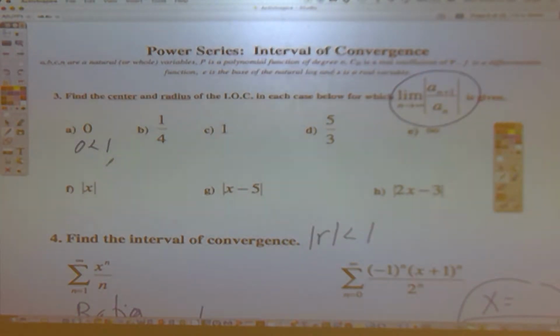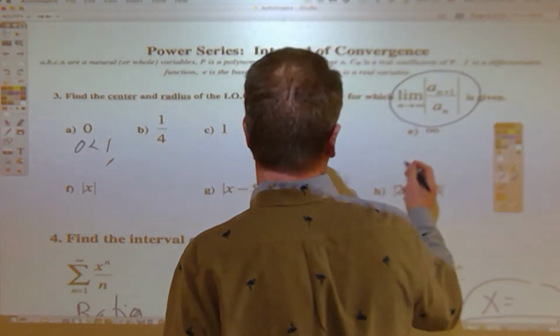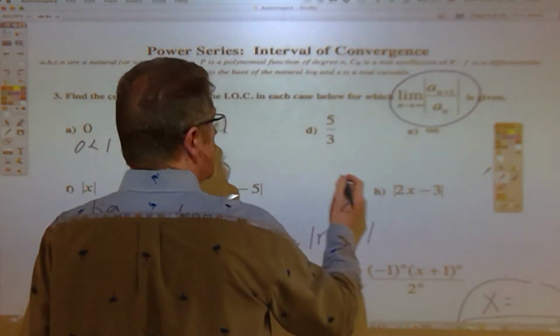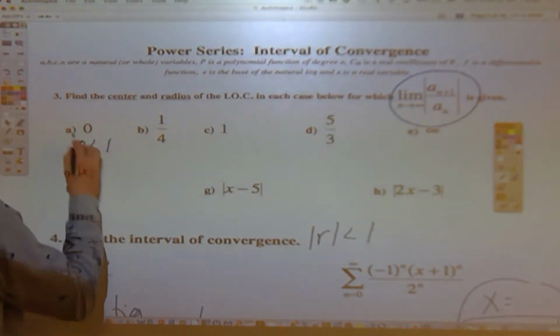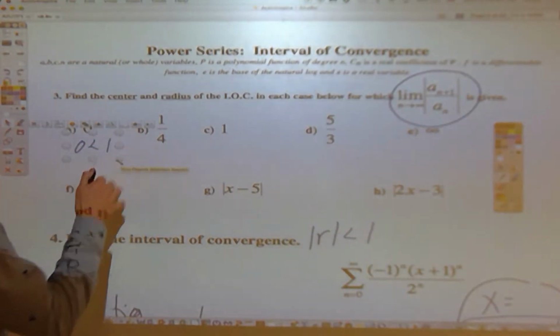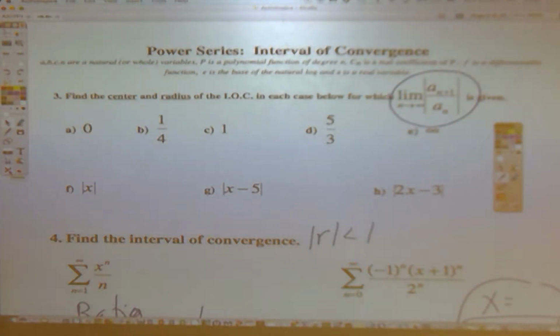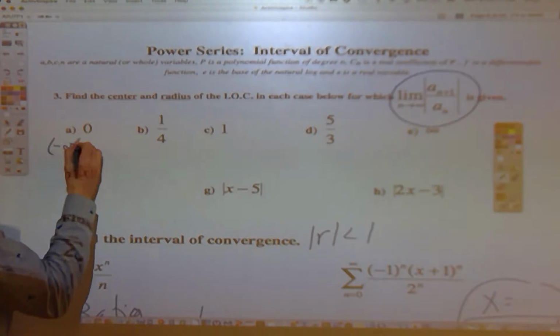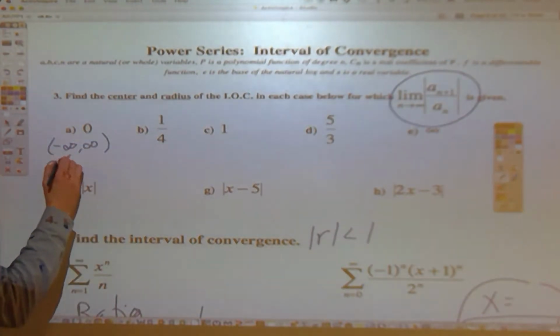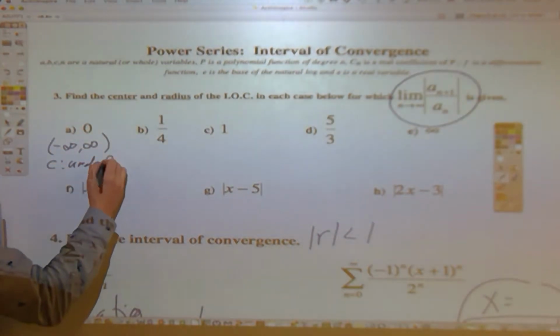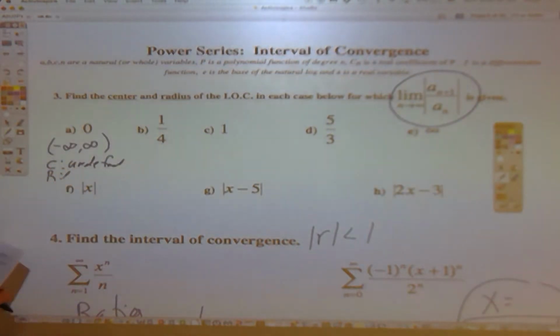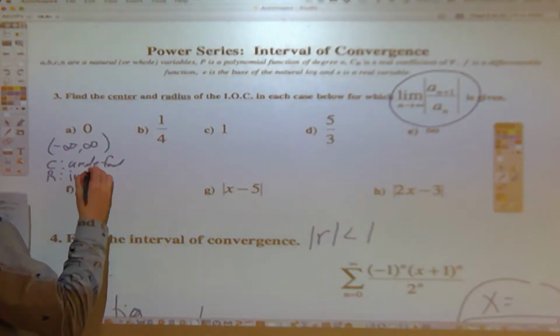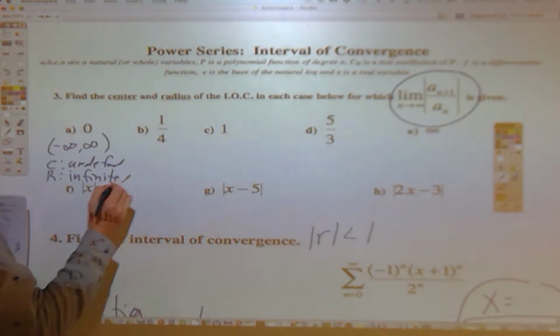So find the center and radius of the interval of convergence. Just like in the example we completed, this is, by the way, what's going through your mind. You don't have to write that down. Find the center and radius. Well, since the interval of convergence, they're not asking you to write the interval of convergence, but I'm going to write it down. Center, undefined. Radius is also infinite, which means it's undefined, but it's infinitely large.